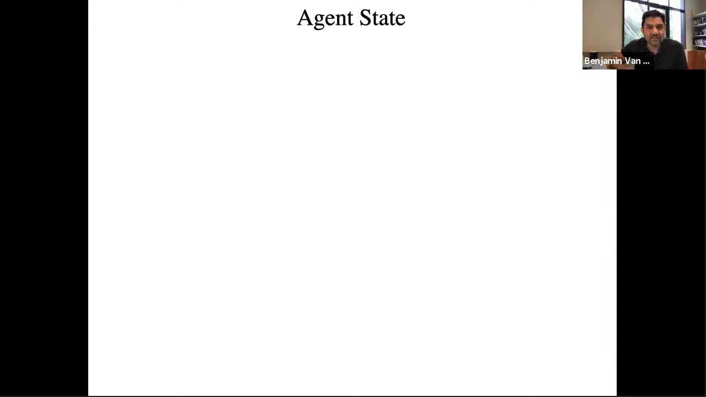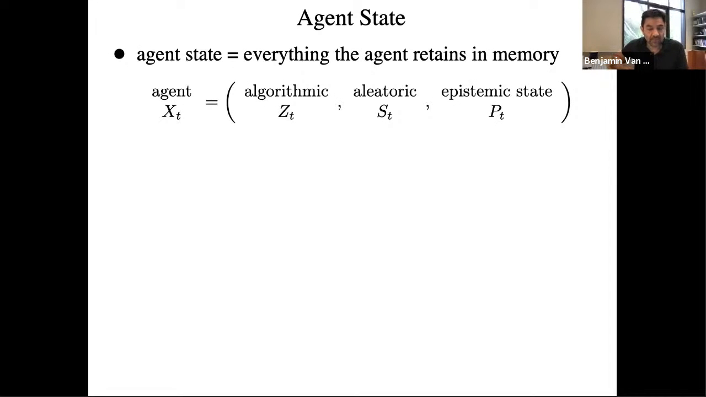All right, so what's agent state? The agent state is everything the agent keeps track of and retains in memory, which it can use to select actions, to make decisions. And in many reinforcement learning agents, in fact, I'd say almost all I know of, are designed with an agent state that can be decomposed into three parts. There's an algorithmic state, an aleatoric state, and an epistemic state.